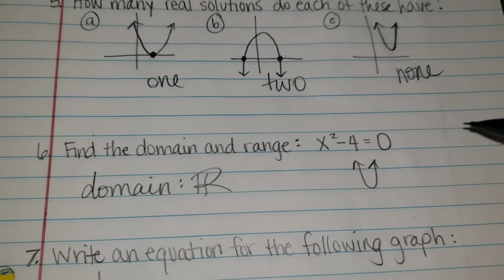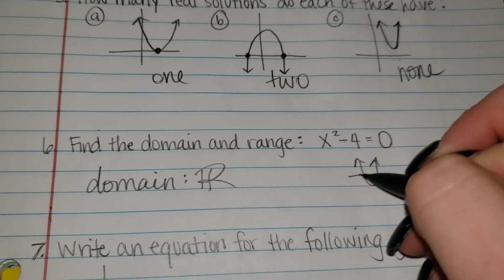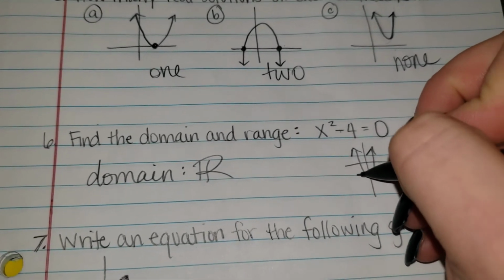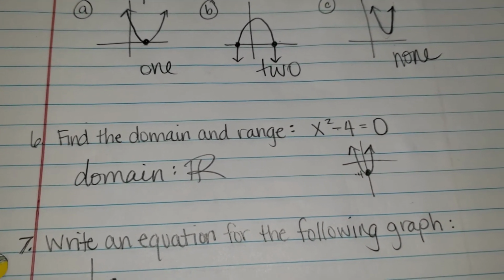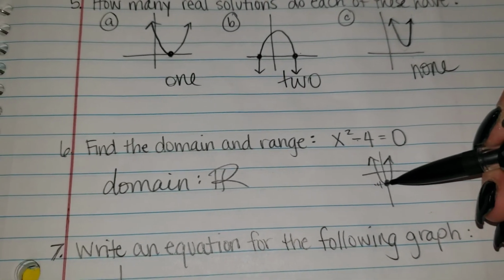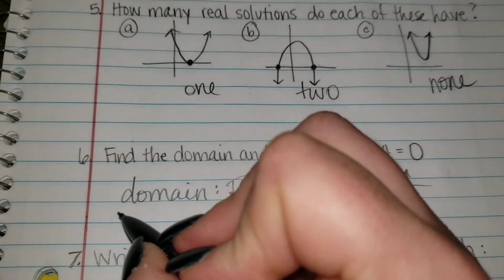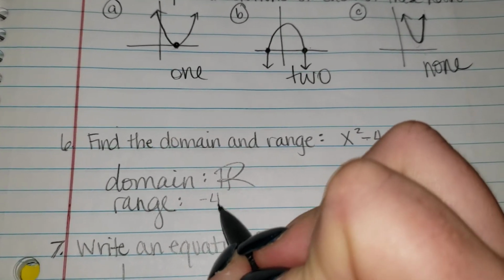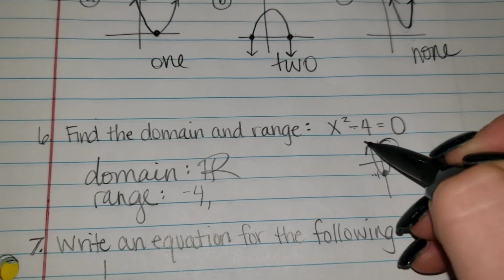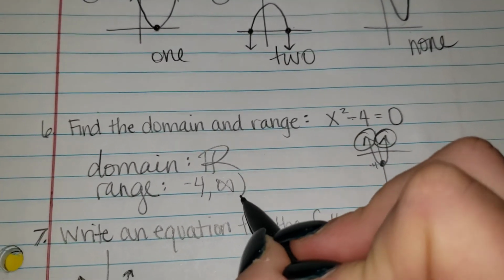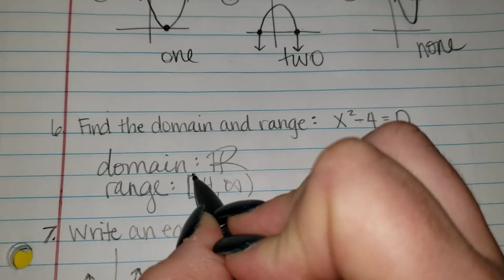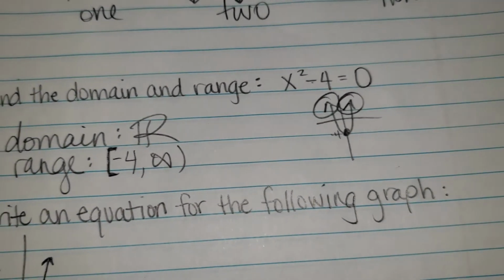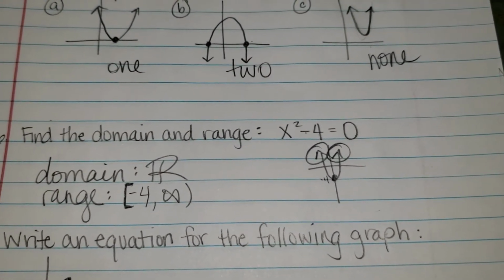Because it's minus 4, this parabola is shifted down 4. So if this were negative 4 right here, that's where it would cross. Because it's shifted down 4, we know the range is going to be from that lowest point, negative 4, all the way up to infinity, because these arrows mean it's going to go to infinity. Also, it's going to include negative 4, so we use a bracket. This should be just review for you.